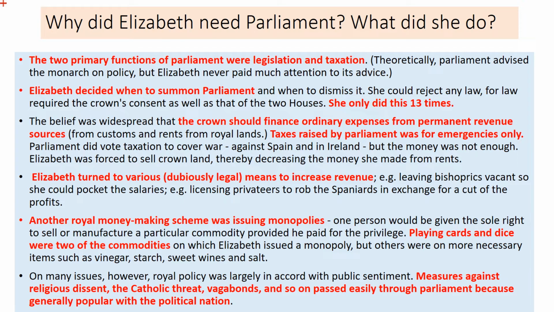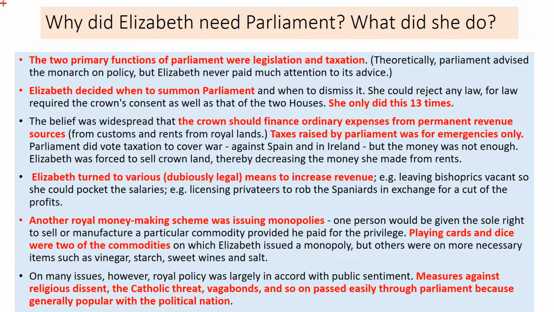She could raise money for war, which they did vote in favour of on several occasions against Spain and Ireland, but that money often wasn't enough. So Elizabeth had to sometimes sell her own land and property just to be able to run the country. Elizabeth turned to some what we call dubiously legal, they were a bit gray area, means of increasing revenue. So she would leave positions of bishops open and she would pocket their salaries. She wouldn't actually pay for a bishop in High Wycombe. She would say, yeah, the job's filled, and she would take the salary for herself.